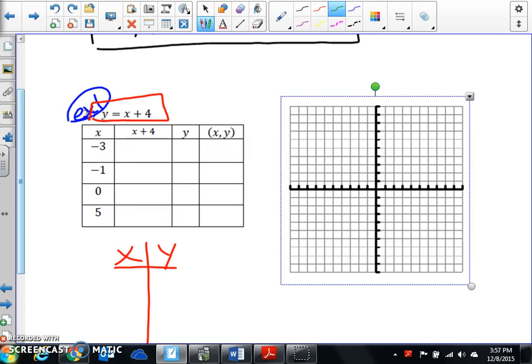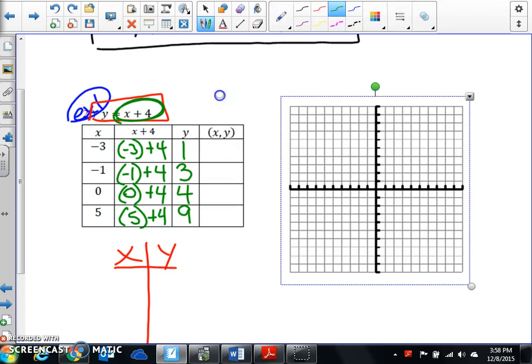Each value I'm going to plug in to my equation, which is x plus 4. So when I plug in, remember I use parentheses. So this is -3 plus 4. -3 plus 4 is 1. Okay? Then I go to the next one. -1 plus 4 is 3. 0 plus 4 is 4. And 5 plus 4 is 9.